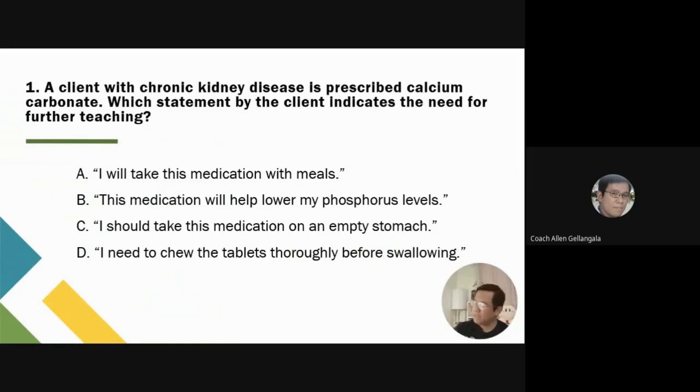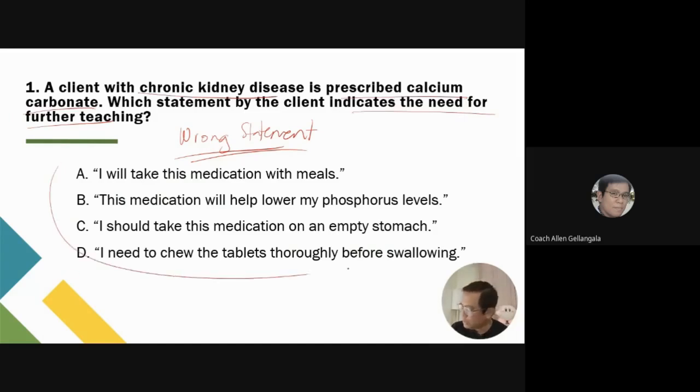So you have a patient with chronic kidney disease, and he is prescribed calcium carbonate. So that is the subject. Now, what is your stem? Your stem indicates which of the following indicates a need for further teaching. So again, we are looking for a wrong statement. Okay, so let's analyze. Calcium carbonate, a new medication for the patient with chronic kidney disease.